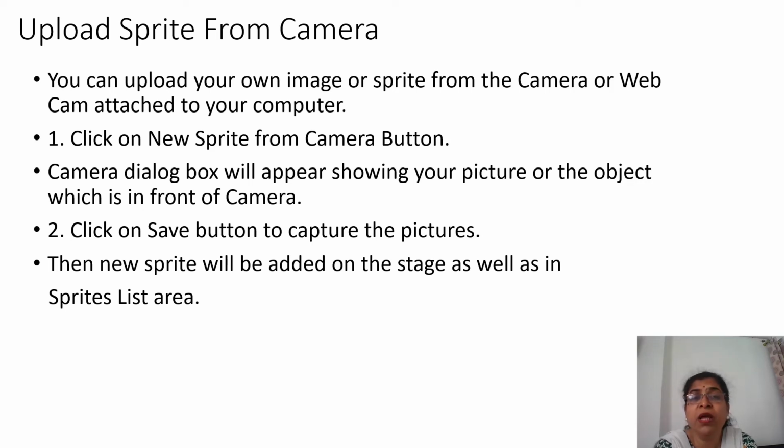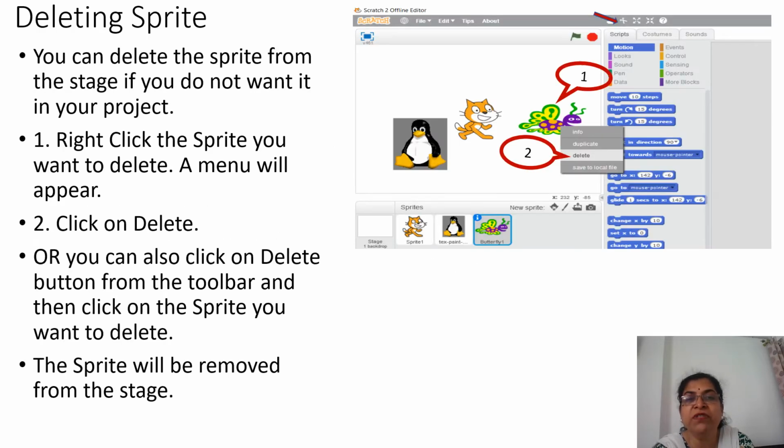Now after that, upload sprite from the camera. You can upload your own image or sprite from the camera or webcam attached to your computer. Click on new sprite from the camera button. Camera dialog box will appear showing you your picture or the object which is in front of the camera. Click on the save button to capture the picture. Then the new sprite will be added on the stage as well as in the sprite list area. That is all we have seen.